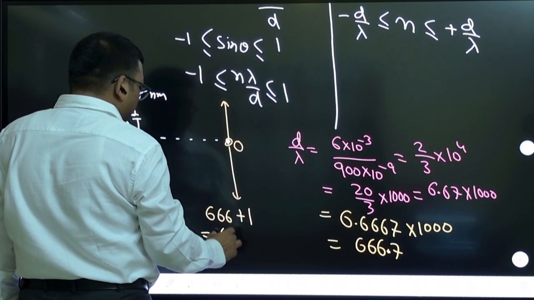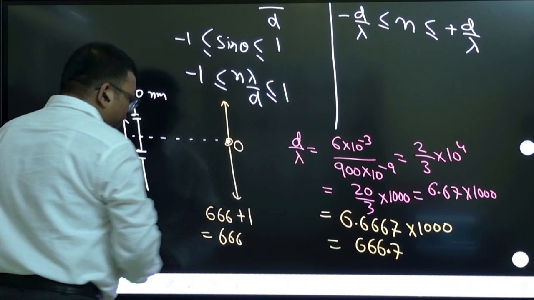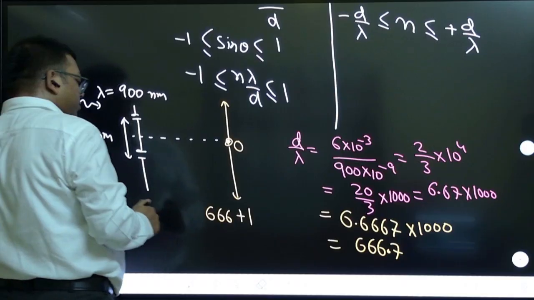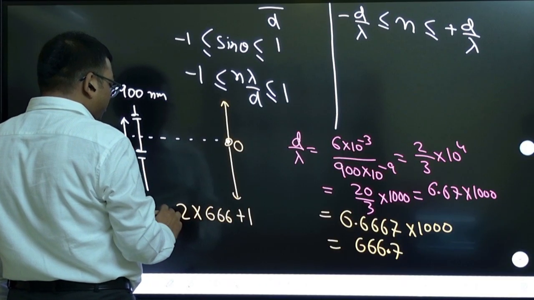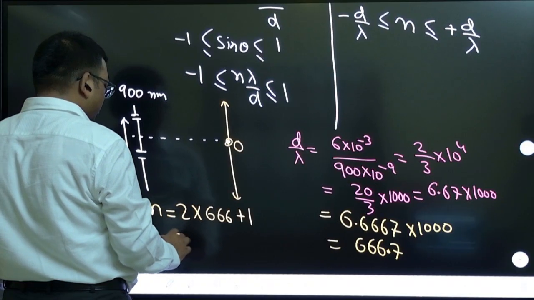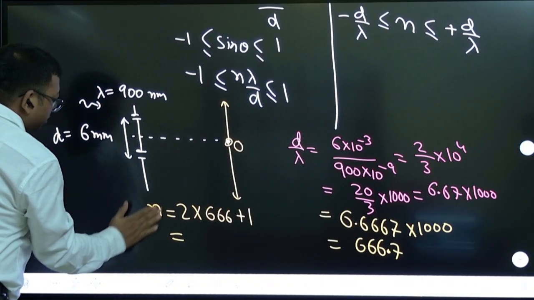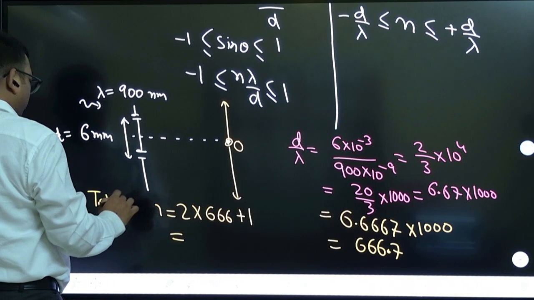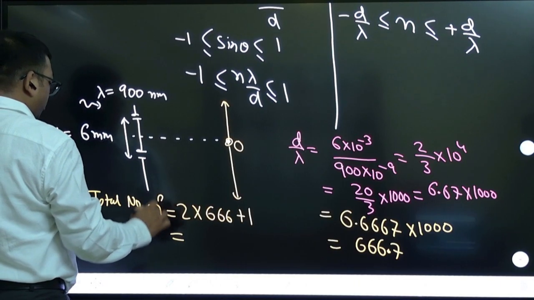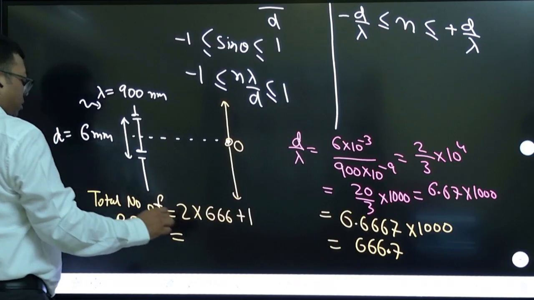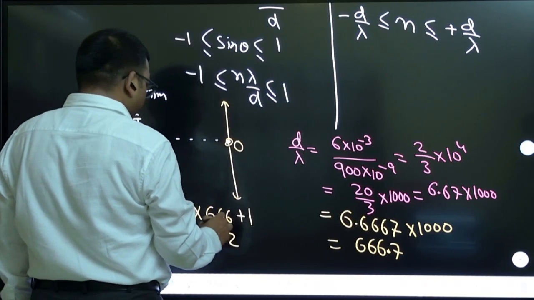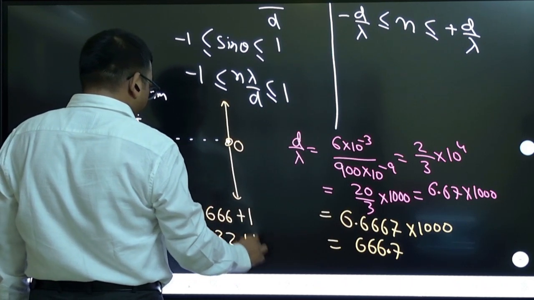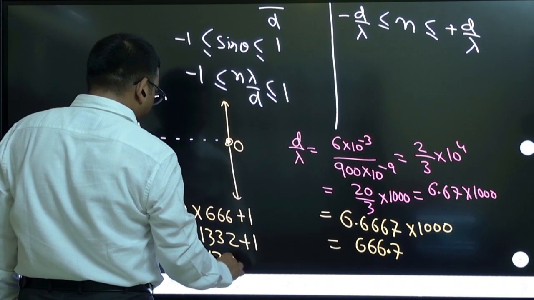So 6666 plus 1. If I want the total number, note that the other side is also there, so I need to multiply by 2. So I can calculate the total number of bright fringes. 6666 into 2 is 13332, plus 1. So the answer will be 13333.